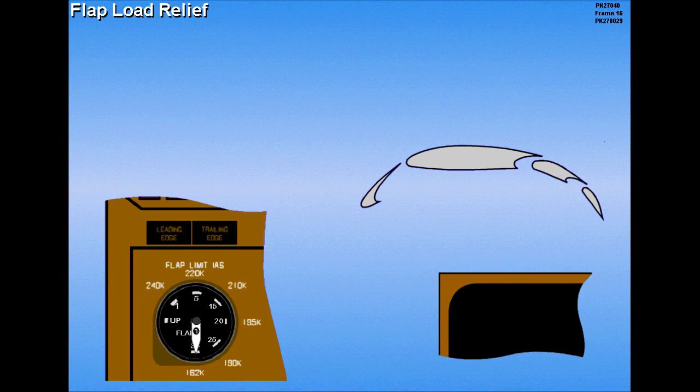Should the flap load relief system fail to operate properly, the trailing edge light illuminates and associated ICAS message appears. This occurs when the flaps do not retract to 25. The flaps 30 limit speed should be observed.